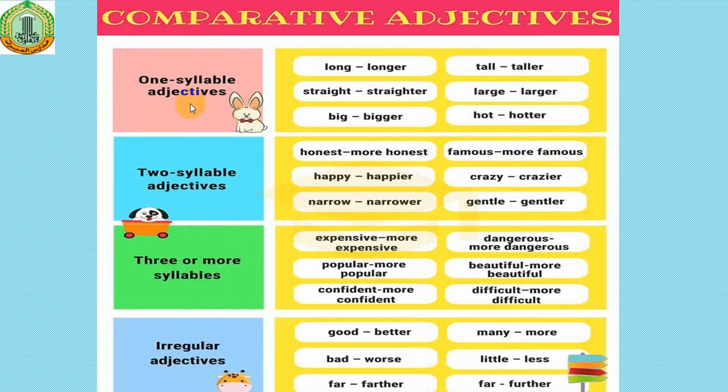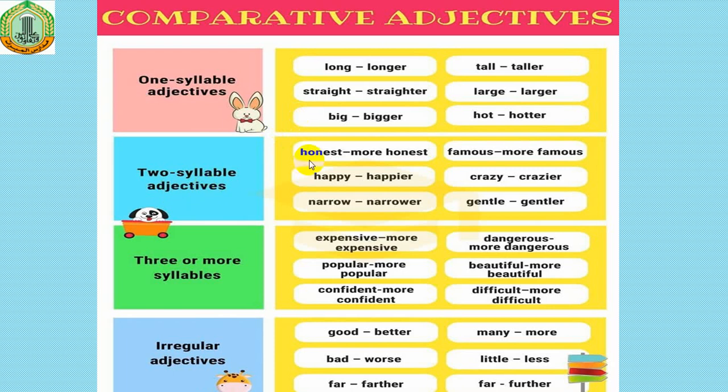So if we have a one-syllable adjective like long, straight, big, we just add er. Longer, straighter, bigger. Remember the rule of CVC where we double the final consonant like in bigger or hotter. C consonant, V vowel, C consonant. These are one-syllable adjectives because there is one sound, long, one vowel.